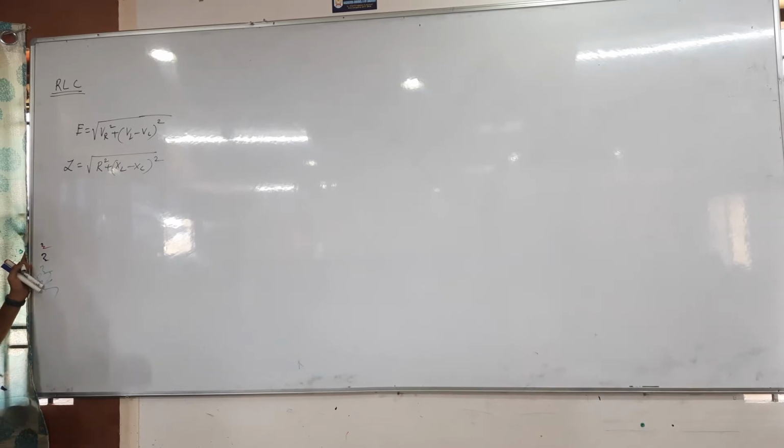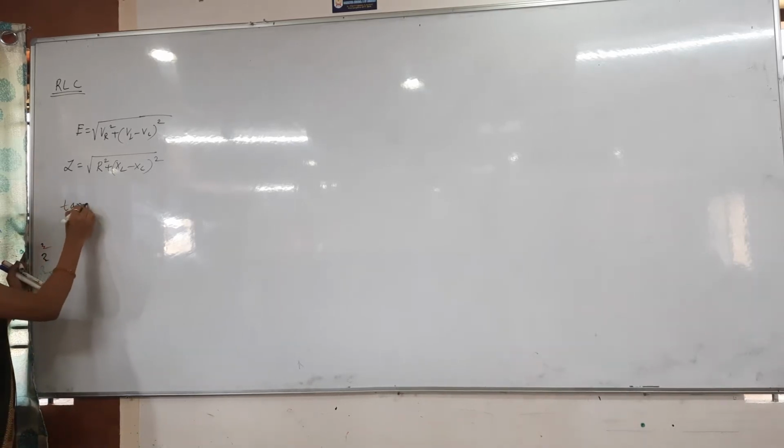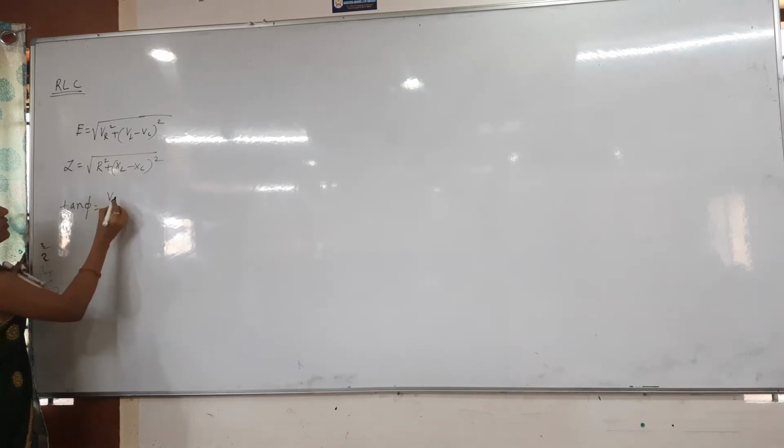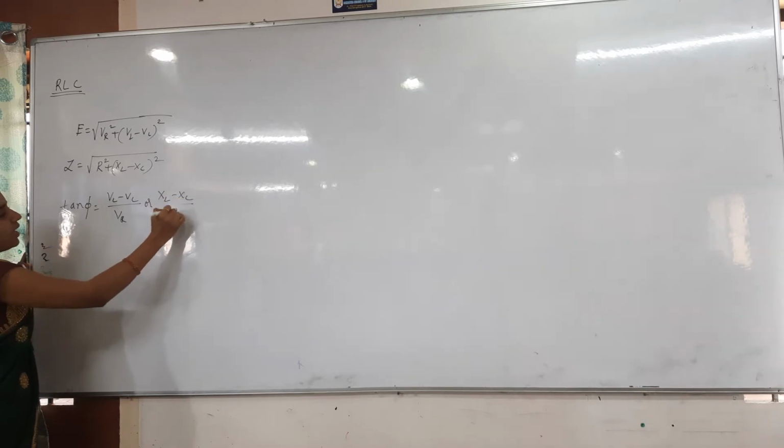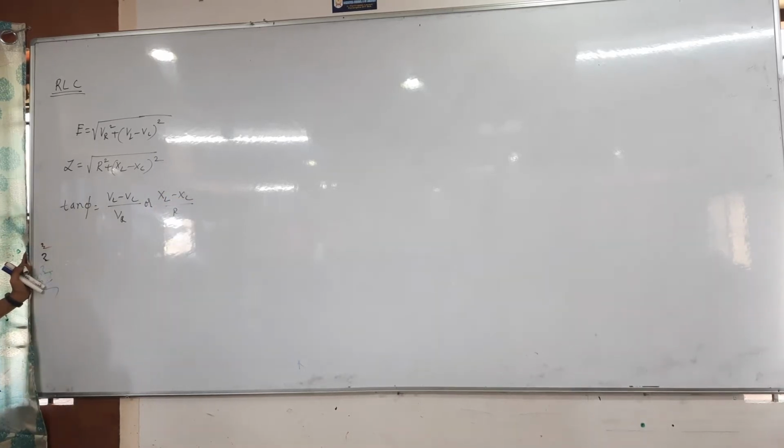And also we got the phase difference. What is that? Tan phi is equal to VL minus VC by VR. Otherwise, I can say, even XL minus XC by R I can write. This is the tan phi we got.